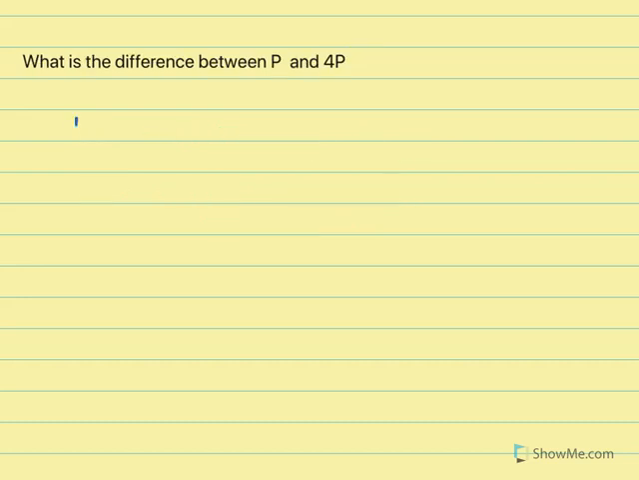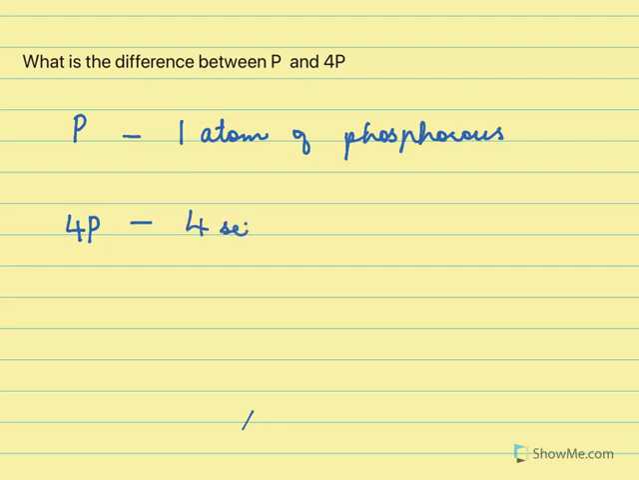Next, the difference between P and 4P. P is 1 atom of phosphorus and 4P is 4 separate atoms of phosphorus.